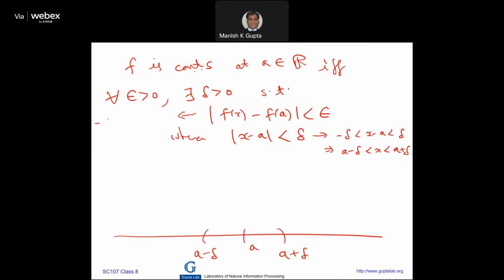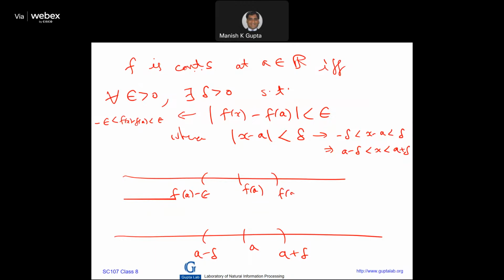And what about this one? This you can say that minus epsilon is less than f of x minus f of a less than epsilon. You can add f of a on both sides. So basically you are getting something like this. This is f of a minus epsilon, f of a plus epsilon. So whenever x is in the neighborhood of a, its image is in the neighborhood of f of a, right?